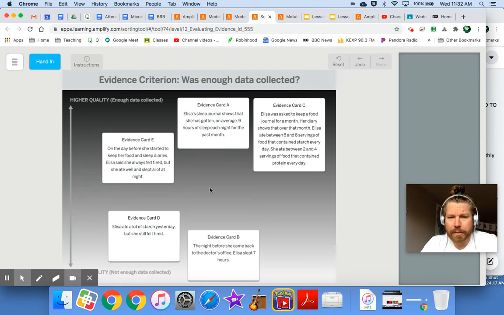Let's look at that as opposed to evidence card B. The night before she came back to the doctor's office, Elisa slept 7 hours. So we have one piece of evidence showing us her amount of sleep over an entire month versus another piece of evidence showing it just for one night. Clearly, evidence card A is giving us a lot more data, much higher quality evidence than evidence card B.